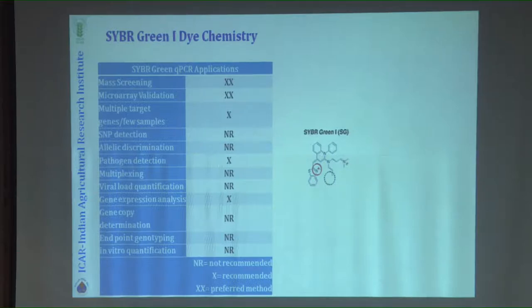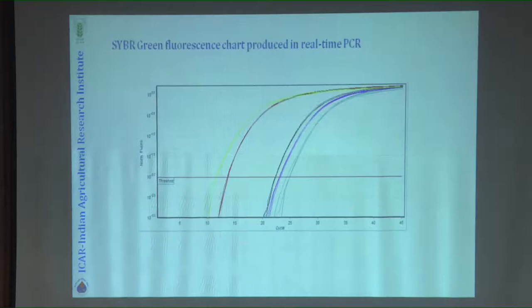So for SYBR Green, you need to understand the chemistry involved in qPCR, and then select the experiment you want to do accordingly. If you look at the fluorescence chart that comes out from the real-time PCR, you'll see fluorescence at the beginning, which means the templates are abundant in number, so they are able to produce it.